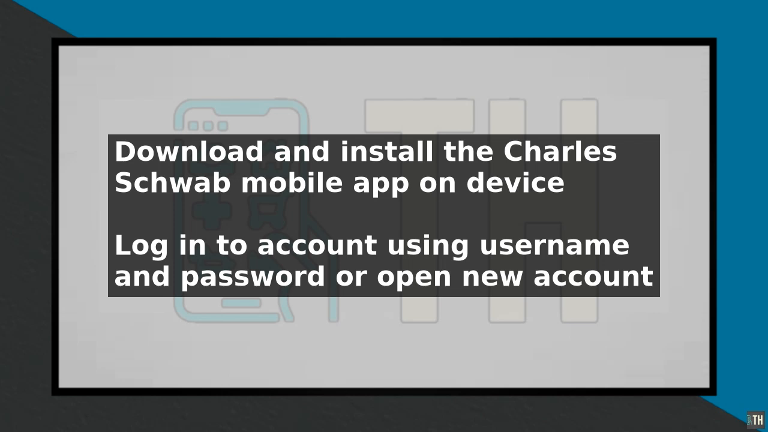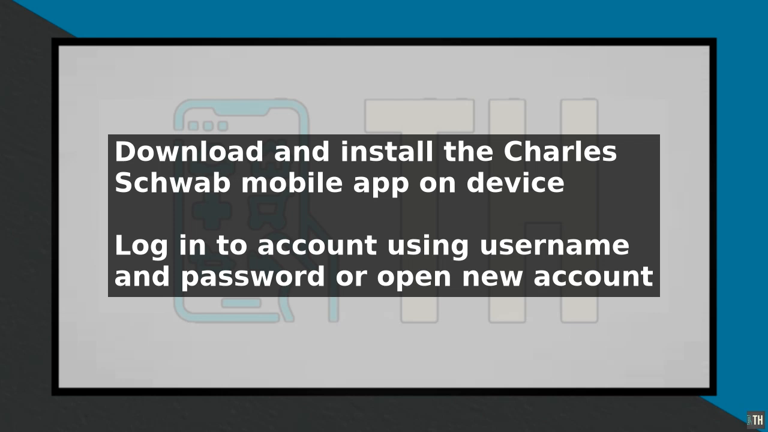After logging in, navigate to the Trade tab and select the stock or ETF you want to trade options on. Use the search bar to find the symbol of the security you are looking for. Once you have selected the security, choose the Options tab to view available options contracts.